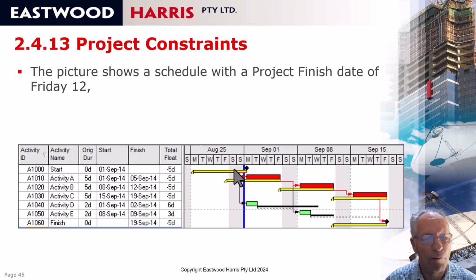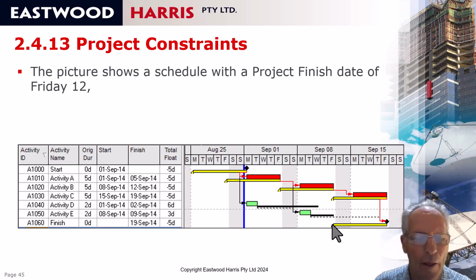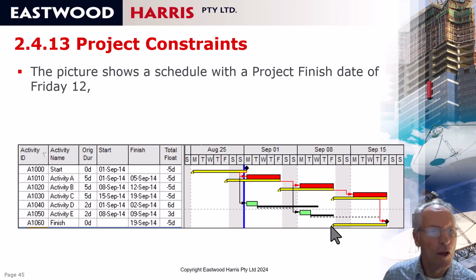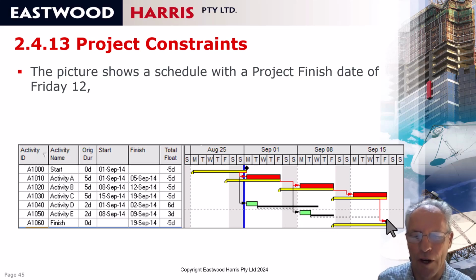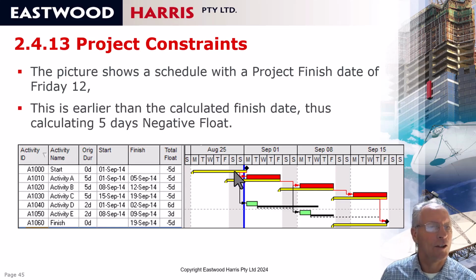And therefore we have generated what's called negative float. So the project starts here and is calculated finish date here, but we've imposed a constraint saying we want it to finish a week earlier. Therefore we have to start a week earlier if we're going to finish a week earlier. So what happens when you set a project finish constraint that is earlier than the calculated finish, you end up with negative float that identifies the amount of time you need to catch up.